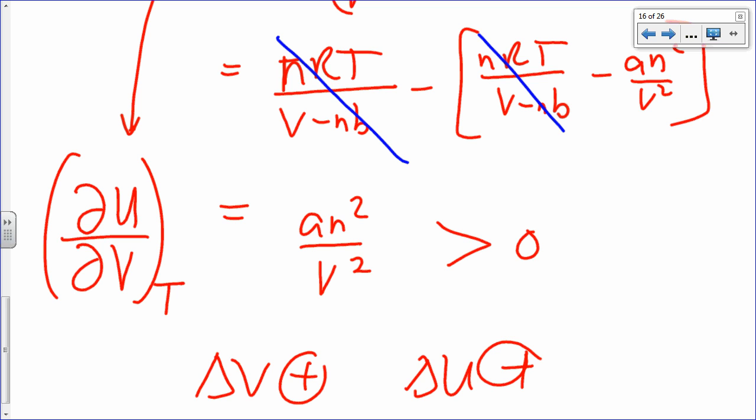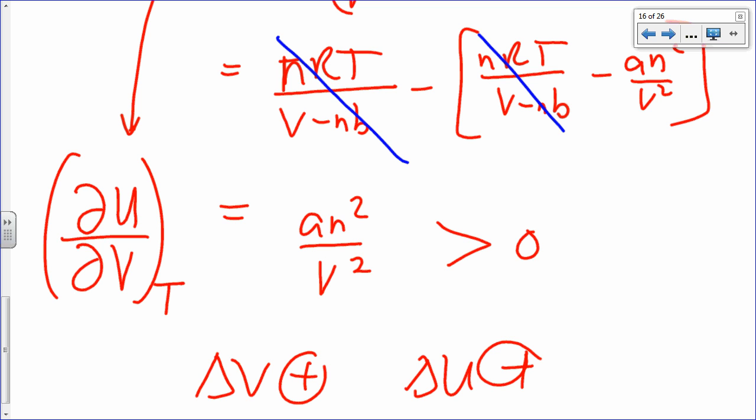For it to expand and for temperature not to change, energy has to flow in or out? It has to flow in. So for it to expand without the temperature changing, energy has to flow in. So if you don't let energy flow in, what will happen to the temperature actually? If you did this adiabatically, its temperature is going to drop.